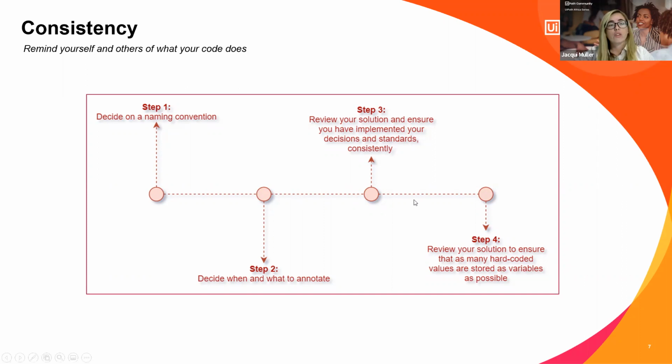Then for step 3, we look at reviewing the solution and ensuring that we've implemented all of our decisions, all of our standards, and everything we've decided on very consistently. So if you came across the process where you'd use the convention, let's say, to annotate, and you decide halfway through that it would be better if you did a summary level, maybe in different parts of the flow instead of just one. Step 3 would be now where you identify where those inconsistencies came in, and you'd actually go back and fix it. Once you've done all of that, step 4 is then where you review your code to ensure that you've removed as many hard-coded values and stored them as variables as possible.